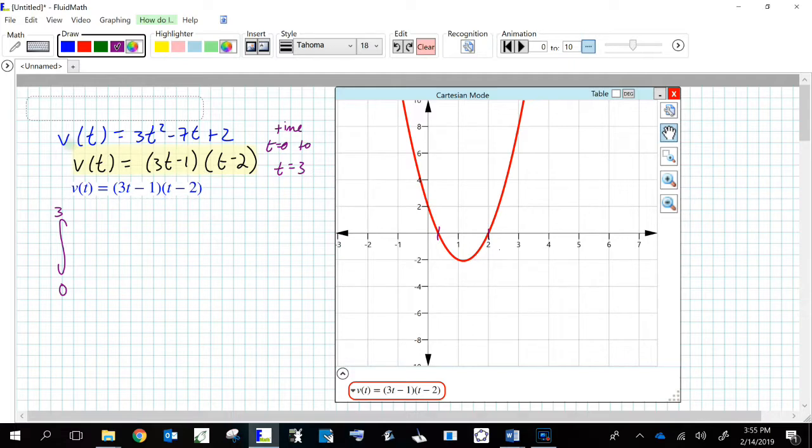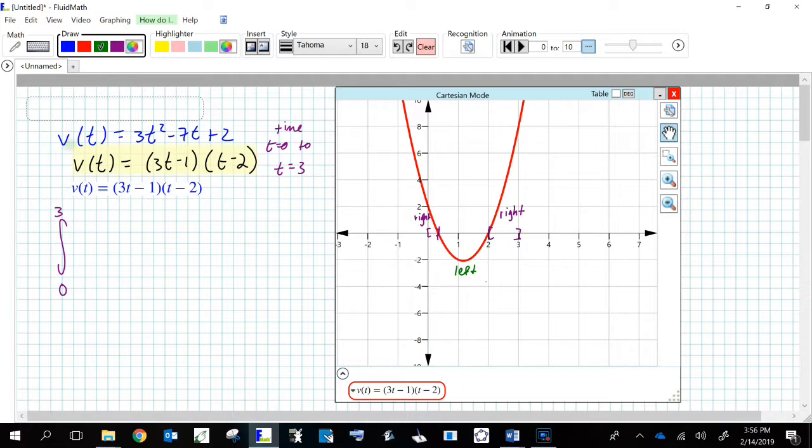So from t equals 0 to t equals 1/3, the particle is moving right. And from 2 to 3, it's moving right again. So here it's moving right. Here it's moving right for this little bit. But in between here, the particle is moving left. So we've got to consider all of that.